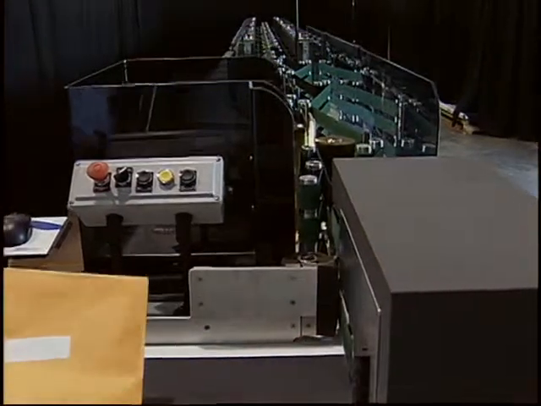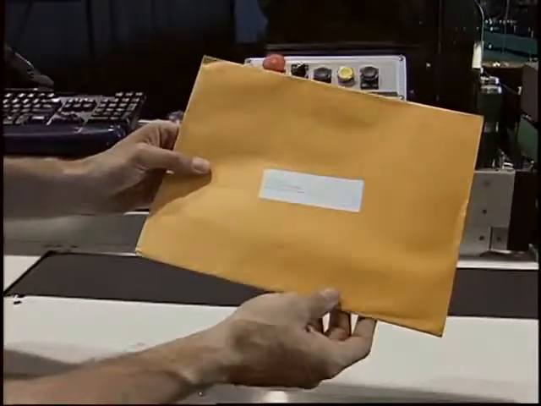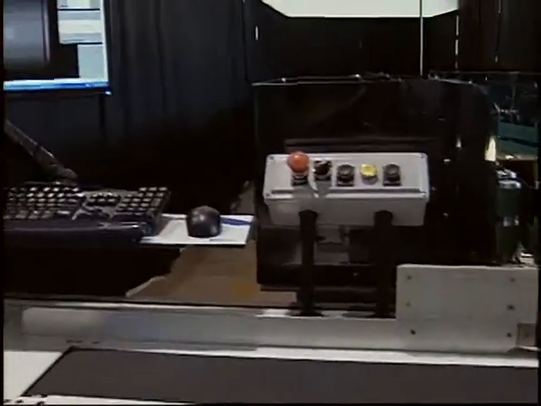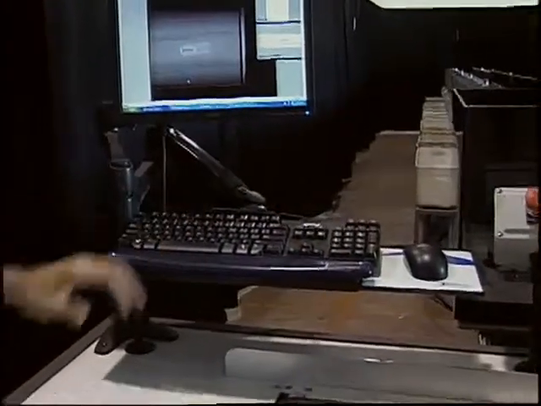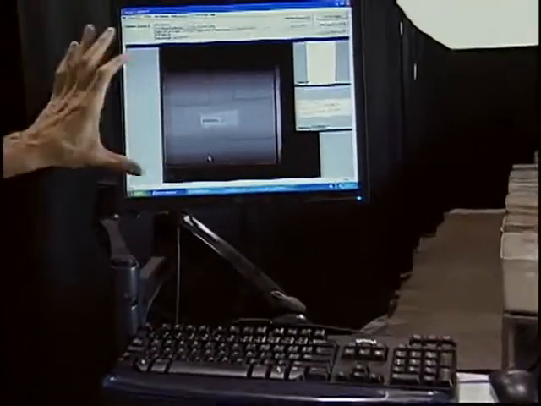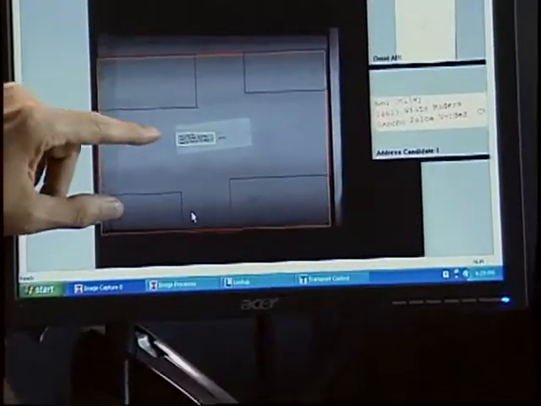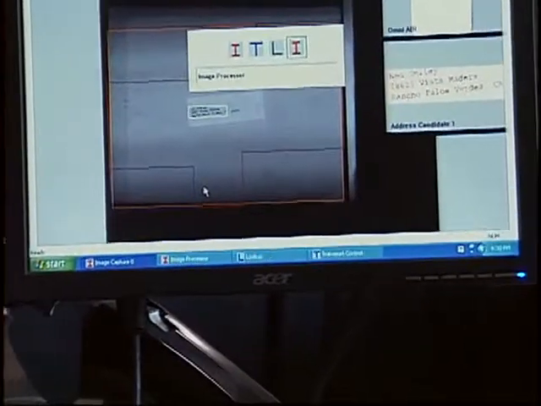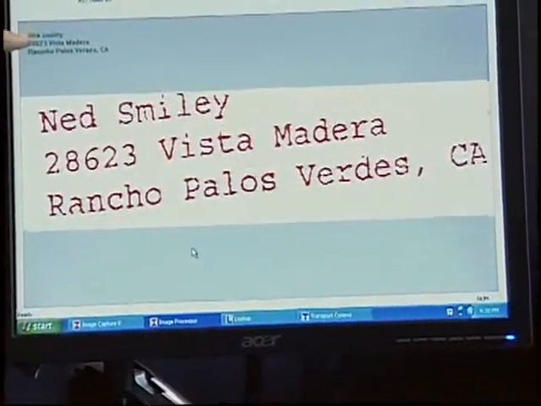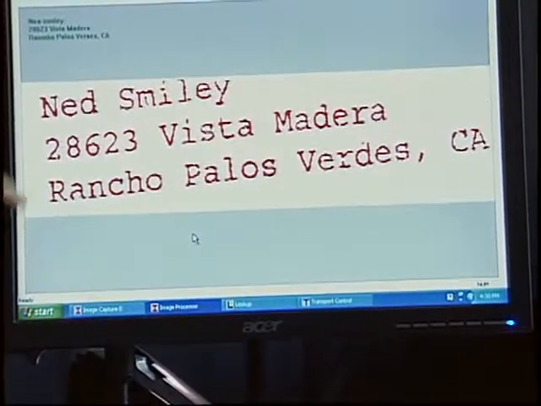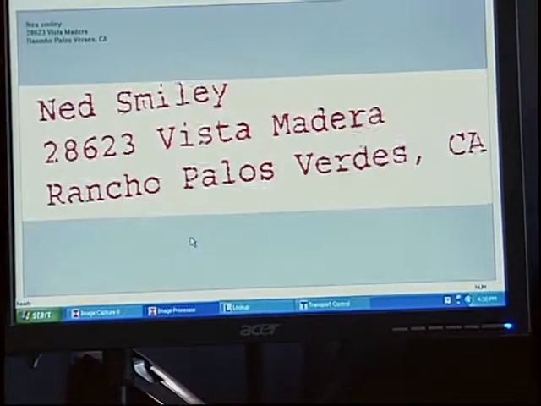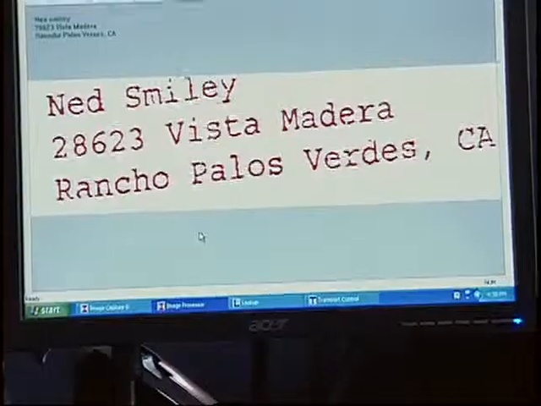Then intermixed, I'll be running a flats piece as well, and then we can look at the recognition results of that. Here, the flats piece went through. We located the address properly. Then we look at the address and we can see our OCR results where we read it perfectly. And then at that point, we're able to pass that information on to the DRS system to do a correct delivery point barcode assignment.